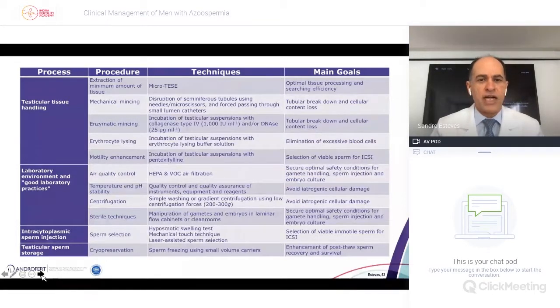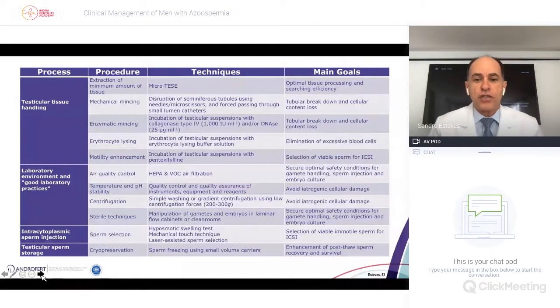The laboratory environment is also important in terms of air quality control, temperature, pH stability in the culture media, the centrifugation forces, and sterile techniques. And for ICSI, we might need to use some techniques to select the viable sperm, in particular in case we only have immotile sperm. We can use the hyposmotic swelling test, the mechanical touch technique, or laser-assisted sperm selection.